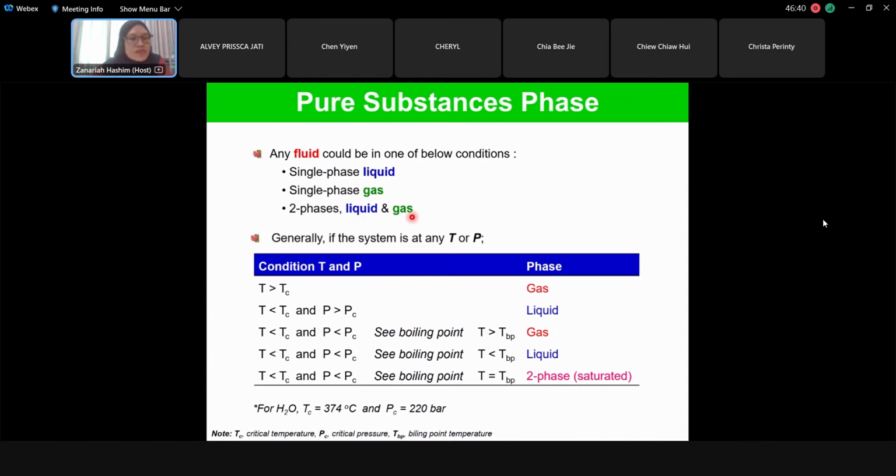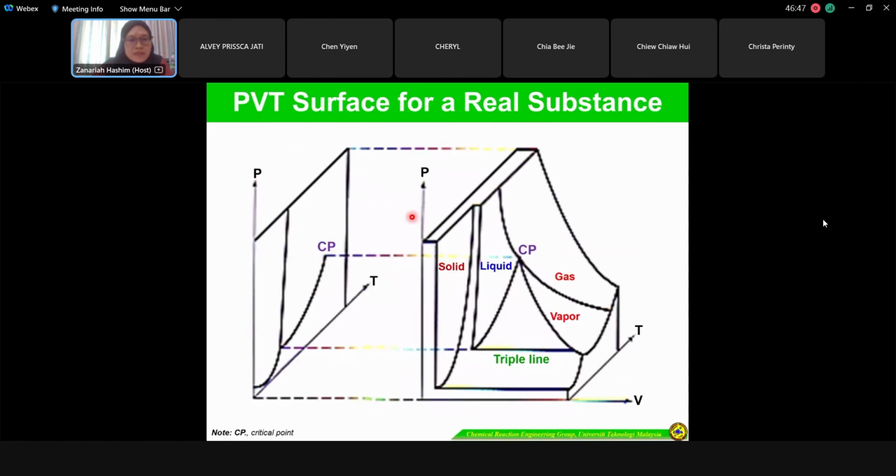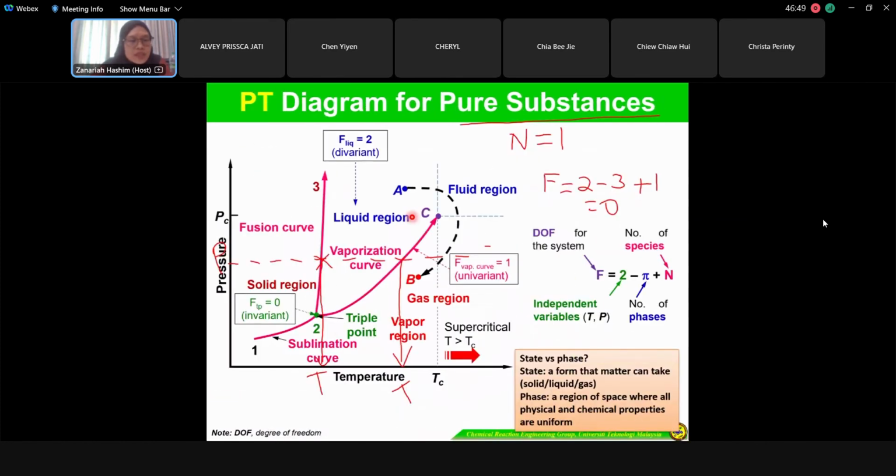If you refer back to the PT diagram, when you have the lines, if it falls on this vaporization curve here, then you can say that the substance or the fluid exists in two phases, liquid and gas.